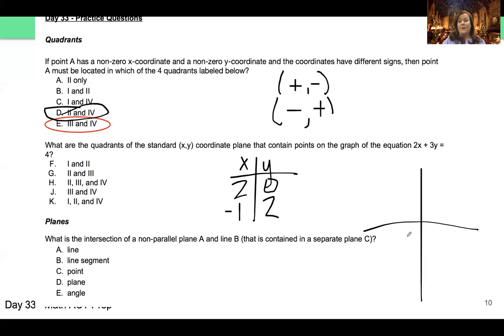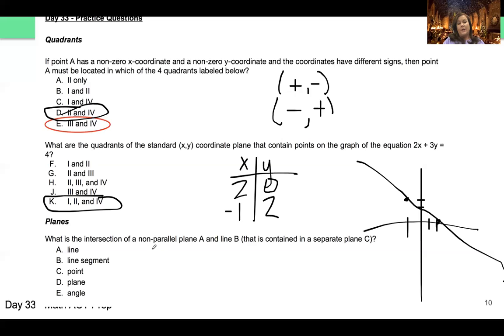And so I'm probably going to graph that. Okay, negative 1, comma 2, and then x is 2, comma 0. And now I'm graphing, so you can see it's actually in quadrants 1, 2, and 4. You're probably like, no, Edwards, it's not 3.